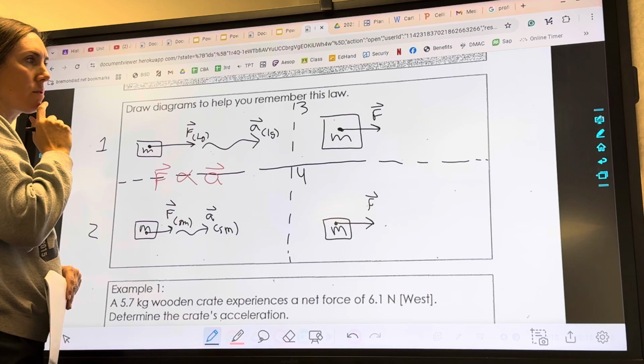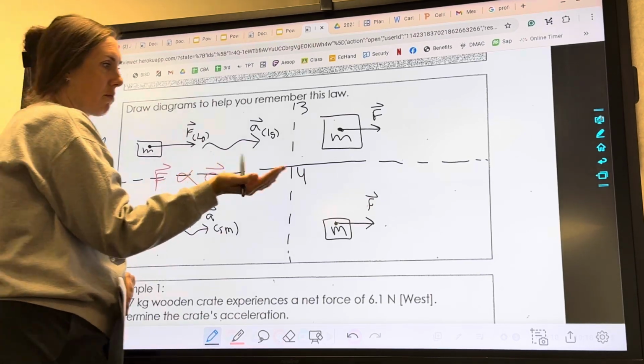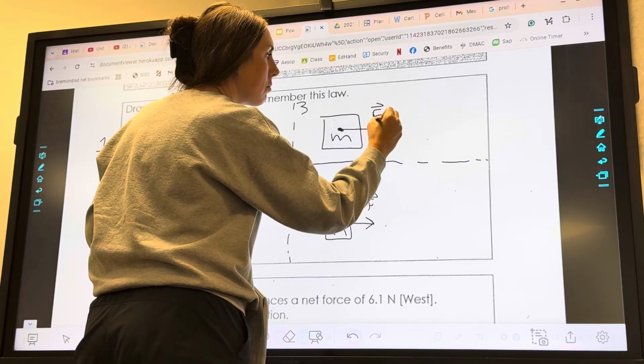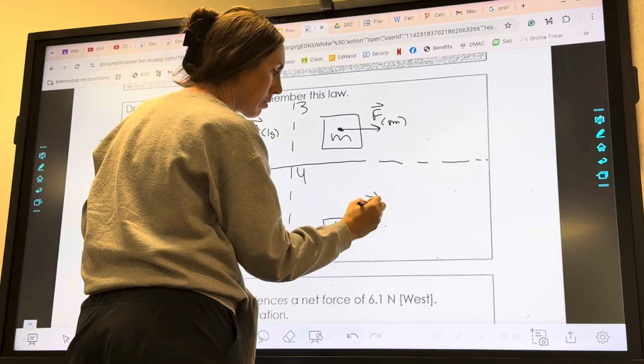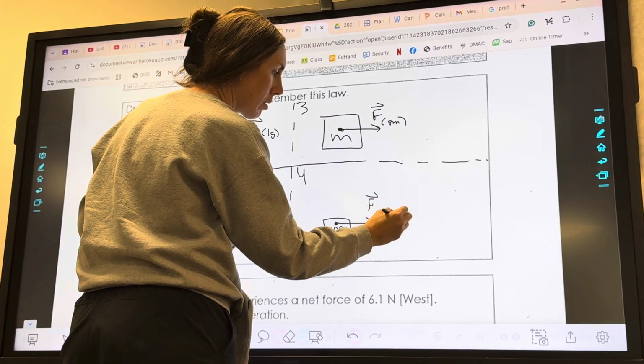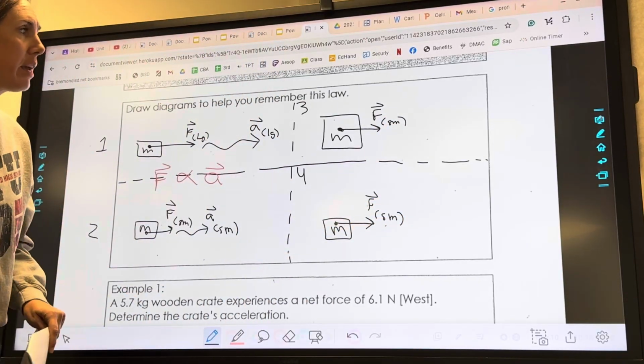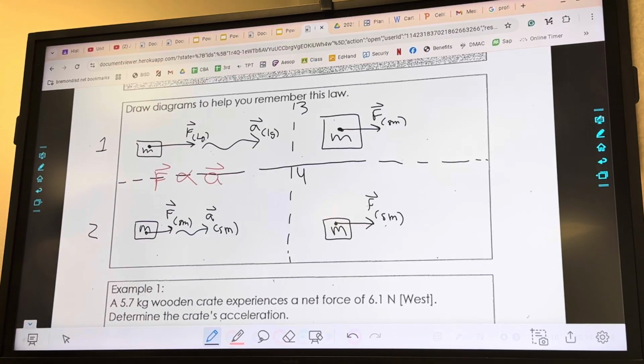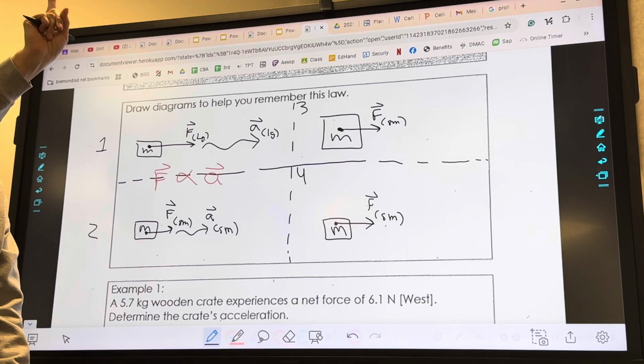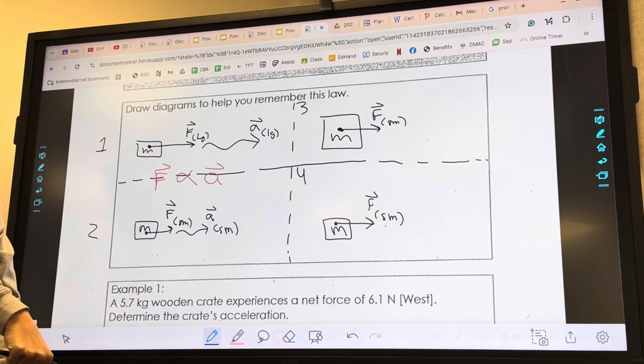I will call these forces, because they're about this, I'll just say small. Okay, which one is going to accelerate more, 3 or 4? 4. Why? Because it's smaller. Good. So you have a greater acceleration because of a smaller mass. That is inversely proportional. Good.